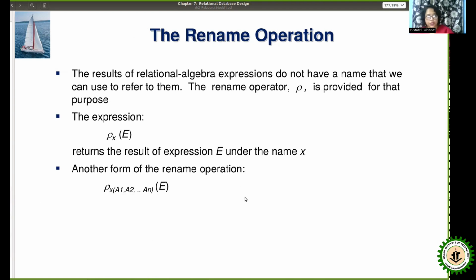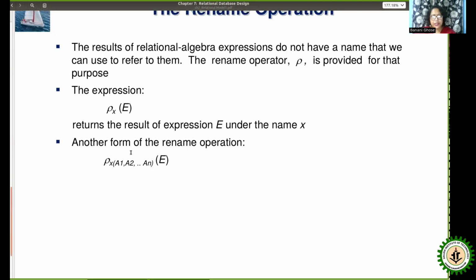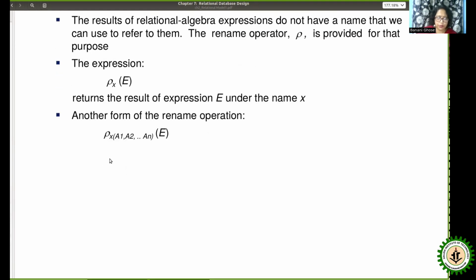Now the rename operation. The rename operation is denoted by rho, and it is used when the results of a relational algebraic expression do not have a name and need to be used further. So the rename operation is used for this particular purpose. It is not of so much importance.